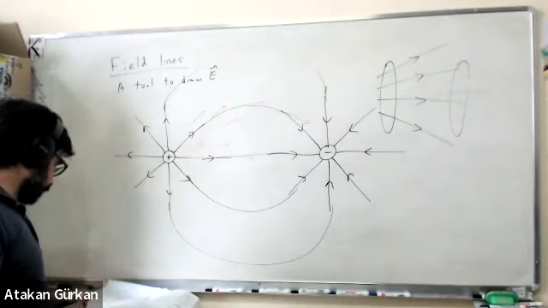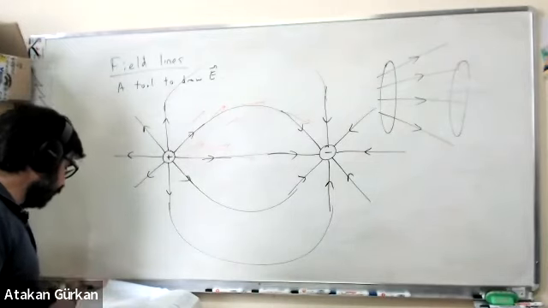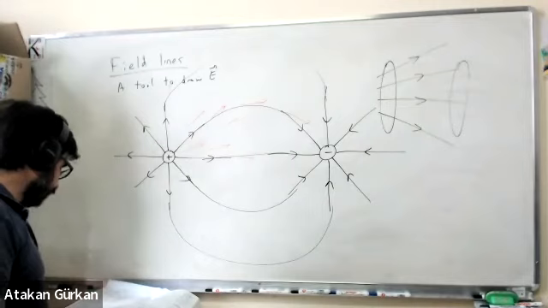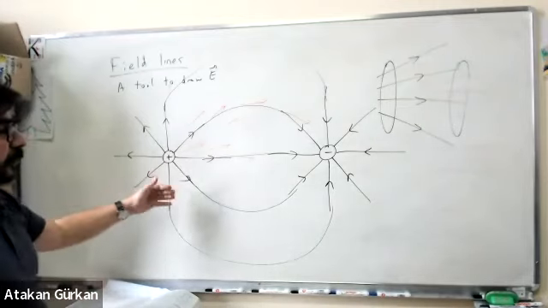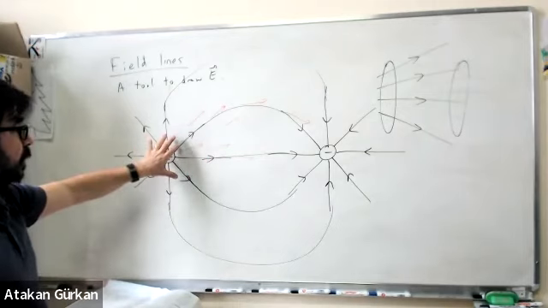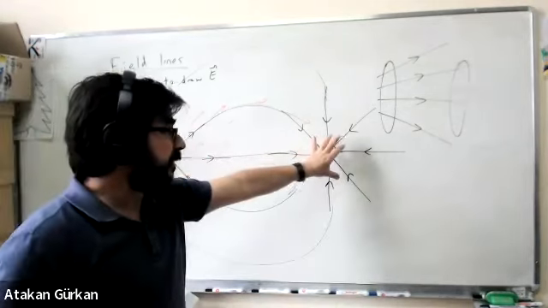Now, the third statement is that electric field lines start on positive charges and end on negative charges, and the number of starting or ending lines is proportional to the magnitude of the charge. So this is what I tried to draw here. They start on positive charges and they end on negative charges.